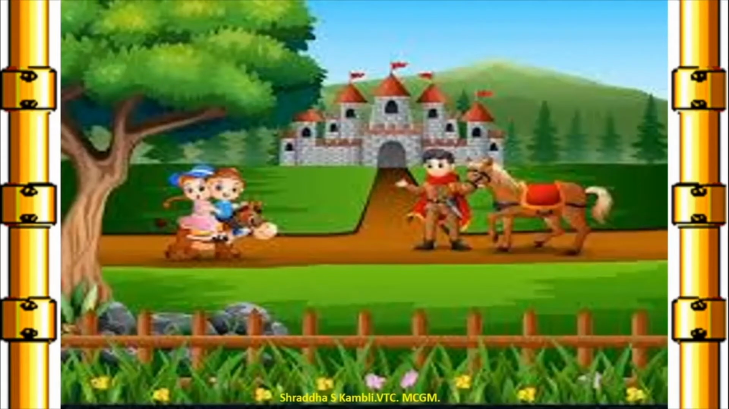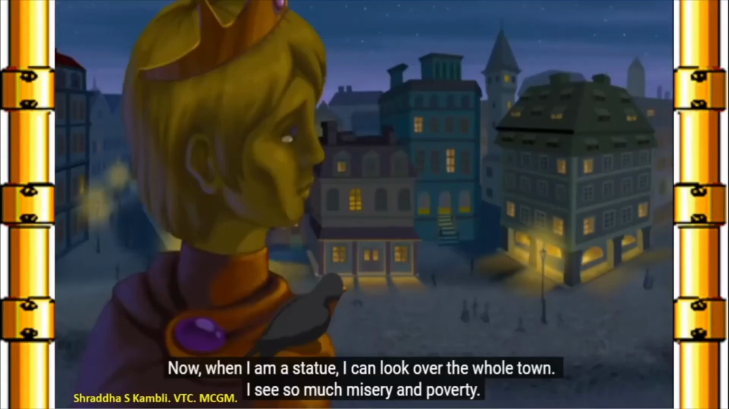But he said that once he became a statue, he could see the whole town and he could see so much misery and poverty. So what is he saying? He's telling the swallow, "Now when I am a statue, I can look over the whole town. I can see so much misery and poverty." Because why? He is tall, isn't it? I told you, his statue is on a tall podium, on a tall stand kind of thing.